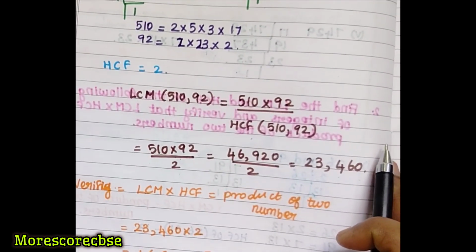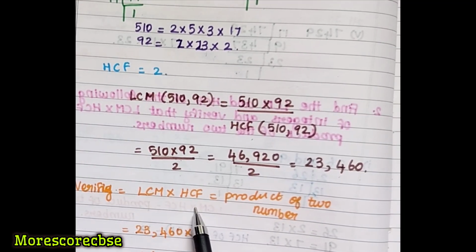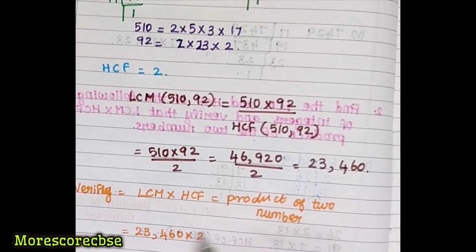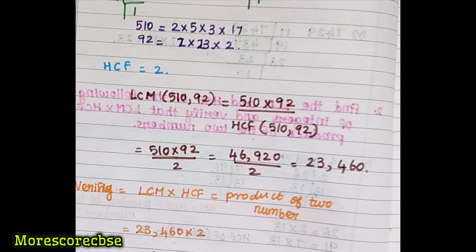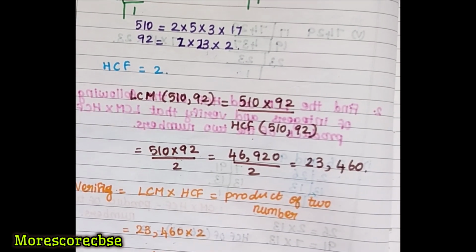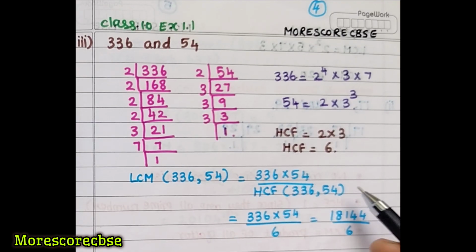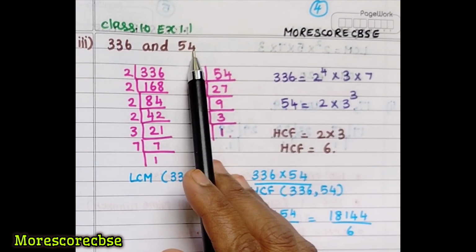In order to verify this, we are going to use LCM into HCF is equal to product of the two numbers. So 23,460 into 2 will be 46,920. So hence it is verified. Next, third sum, 336 and 54.